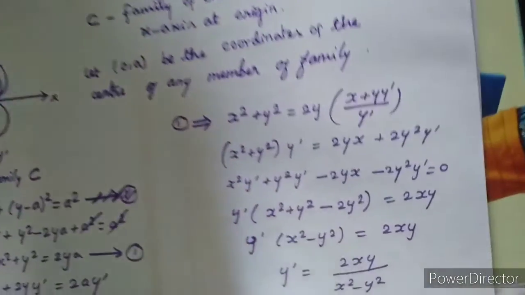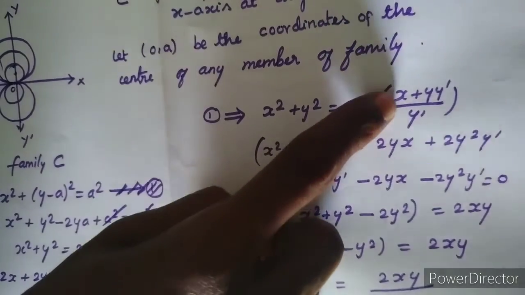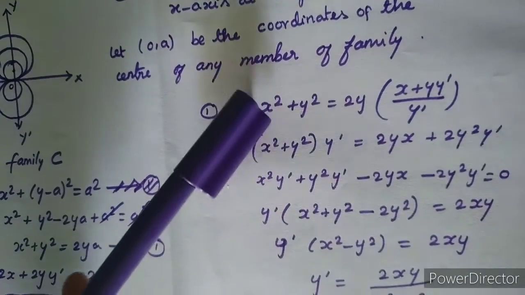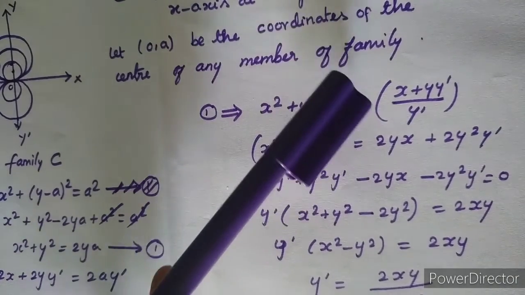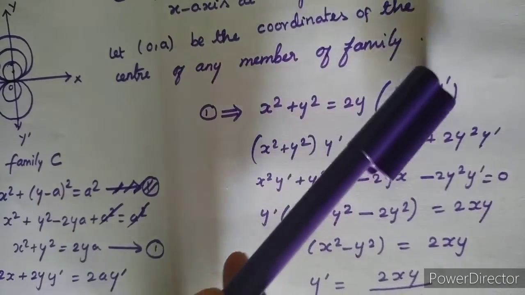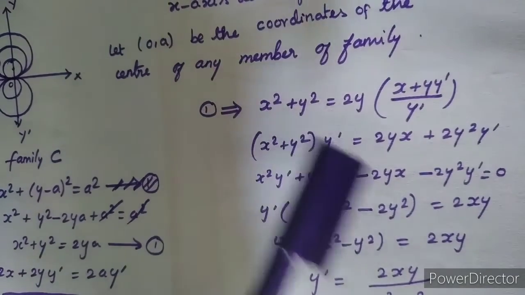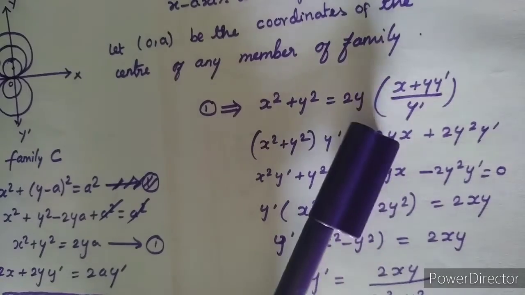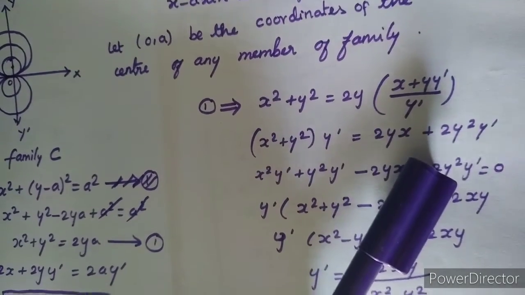That is x square plus y square equal to 2y into the a value. Next, x square plus y square, then y dash into the left side, therefore y dash equals 2y into x, 2y into y dash, that is 2y square y dash. Then x square into y dash, y square into y dash, then 2yx in the left side, minus 2yx, then this is also in the left side.